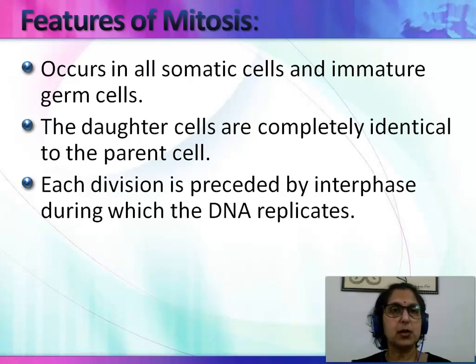So mitosis occurs in all somatic cells and in the immature germ cells. Daughter cells are completely identical to the parent cell. Each division is preceded by interphase, during which the DNA replicates.